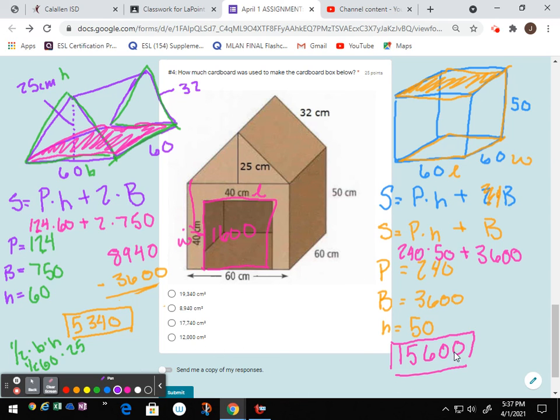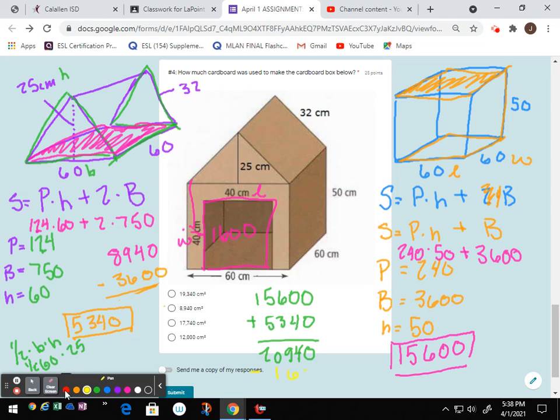All right, let's wrap this problem up. We have our total surface area of our rectangular prism and our total surface area of our triangular prism. We are going to add these two up. So we have 15,600 plus 5,340. When we add these up, we get 20,940. But now we need to subtract the 1,600.